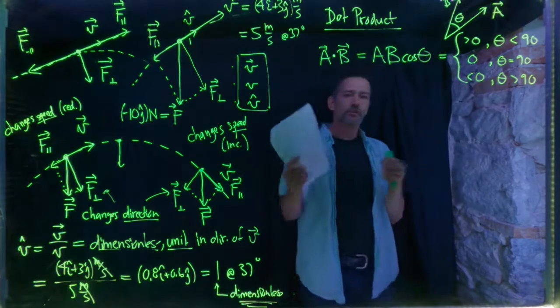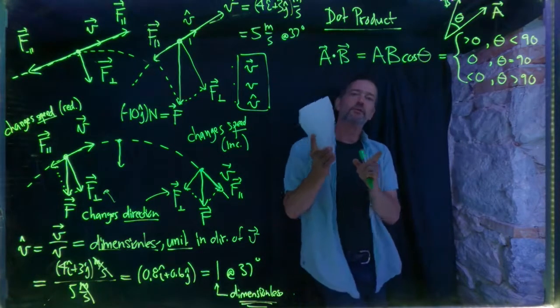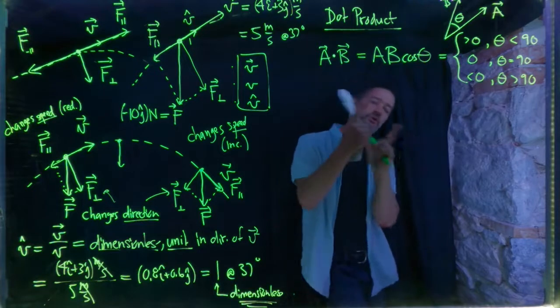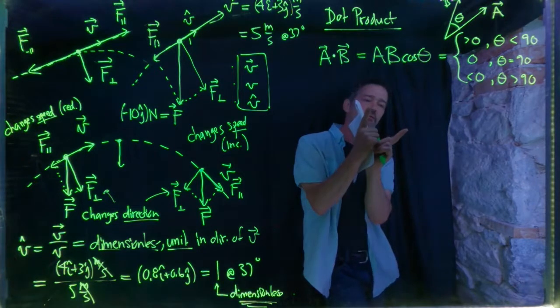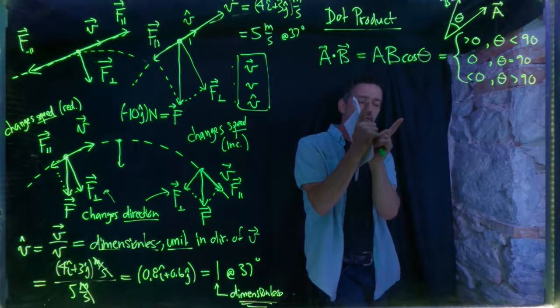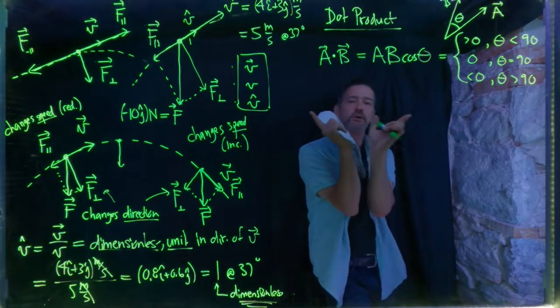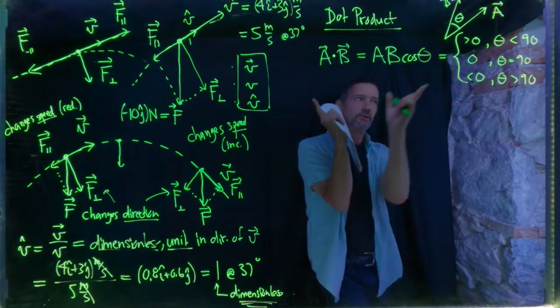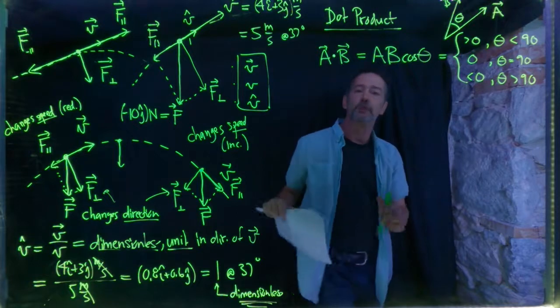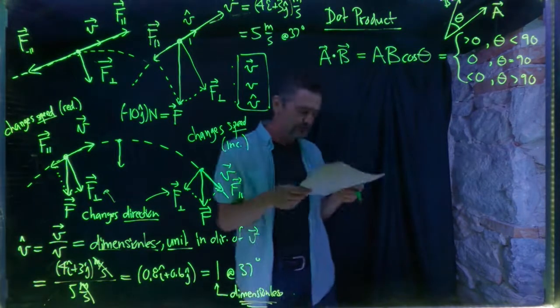So when you look at a dot product between two vectors and you see it's positive, then they're generally in the same direction. They might be exactly parallel, but they're generally in the same direction. If the dot product is negative, they're generally pointing in opposite directions. If the dot product is 0, they're exactly perpendicular, or one of them is 0.